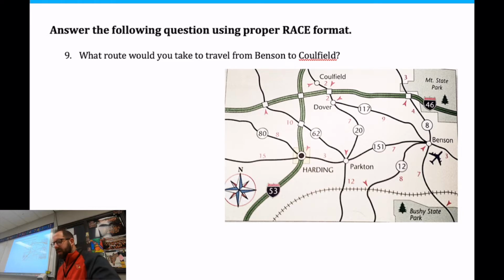If you don't know what race format is, a race format is where you have to restate the question and answer it. That's what R and A stand for, restate and answer. Then the C stands for cite or clarify. Then E stands for expand or explain. So we're going to restate and answer, clarify, cite our answers, and explain and expand upon your reasoning.